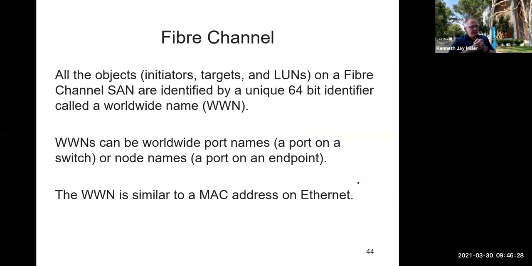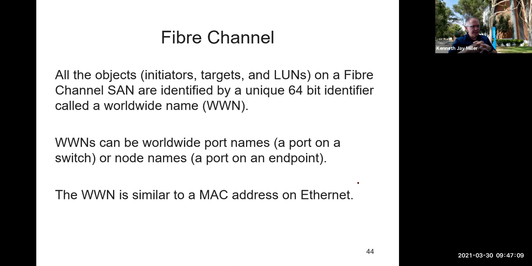Now, on a fiber channel SAN, they have a unique 64-bit identifier, which is called a worldwide name. Okay. And these 64 bits ensure that there will be a unique number for fiber channel SAN targets across the globe, right? There's not going to be any of these SANs that share a name, they're all going to have a unique worldwide name. So this is like a unique name for each one of them.